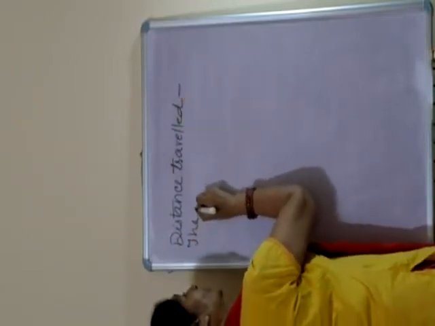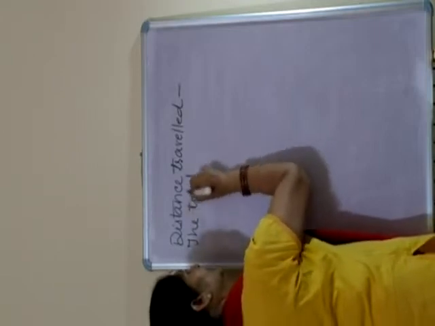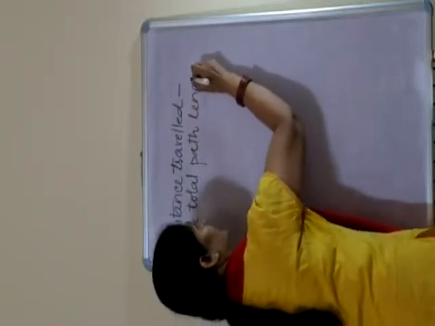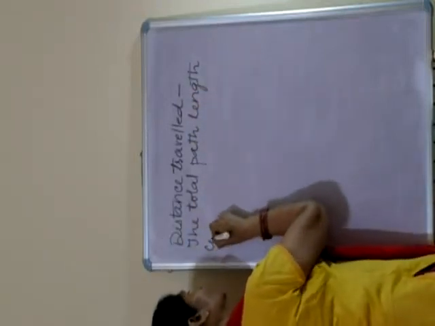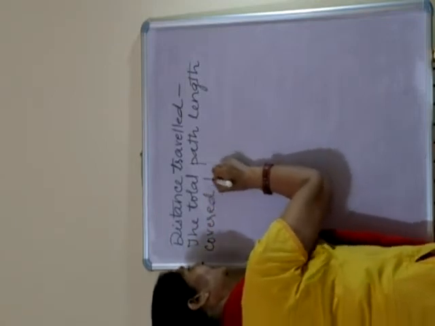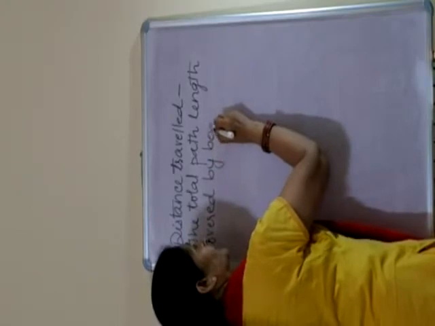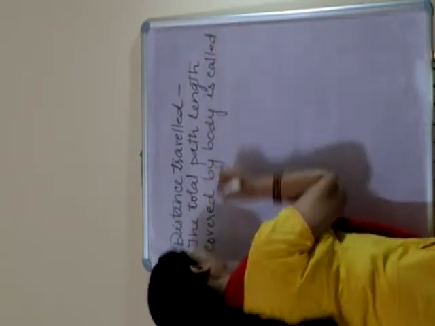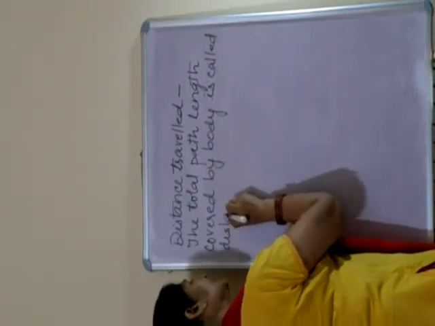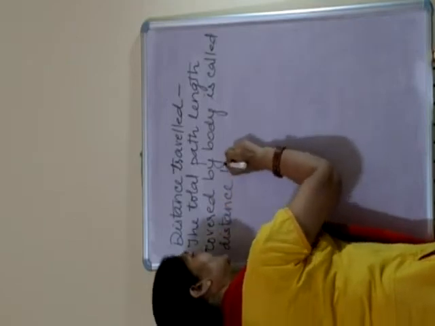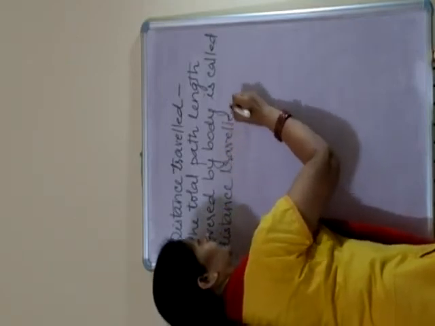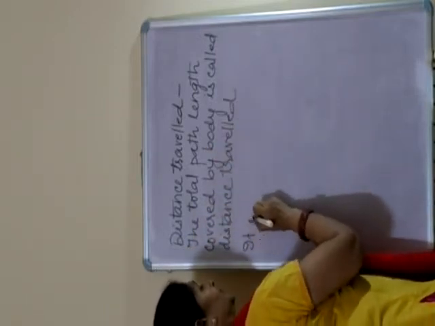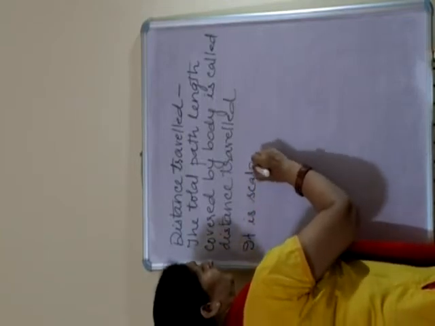The total path length covered by a body is called distance traveled. It is a scalar quantity.